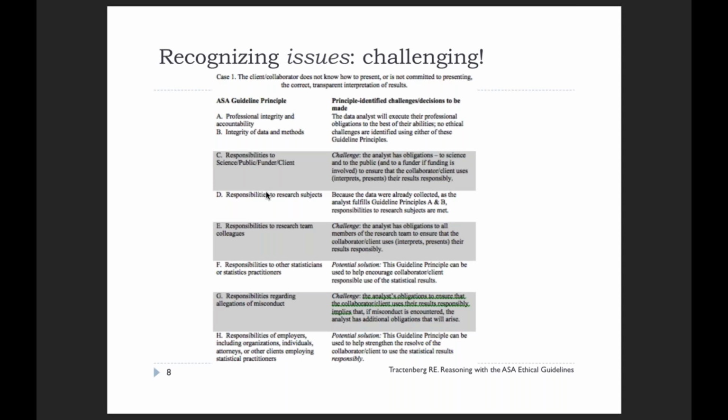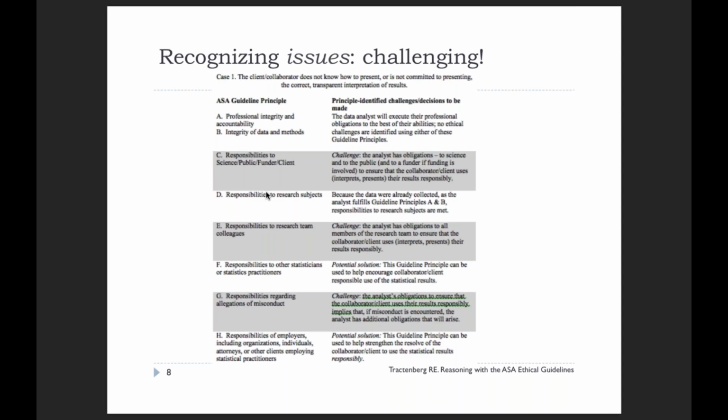In this particular case, the data were already collected, so principle D in the ASA guidelines doesn't help us identify any challenges, but responsibilities to research team colleagues does. The analyst has obligations to all members of the research team to ensure that the collaborator or client uses their results responsibly. So this is just an example of using ethical reasoning and the guideline principles together, and not simply knowing the guideline principles, which are listed here, or their constituent elements, to identify what the ethical challenge is. But that's only the first step, and as I mentioned, this is a difficult step to engage in.